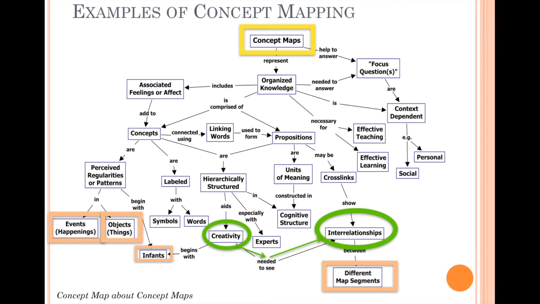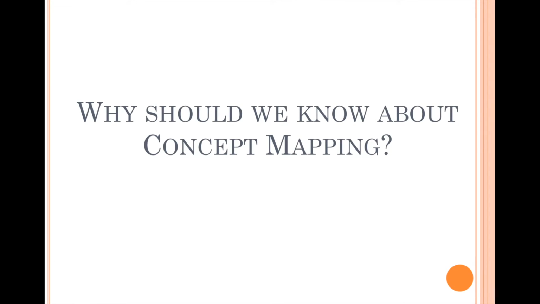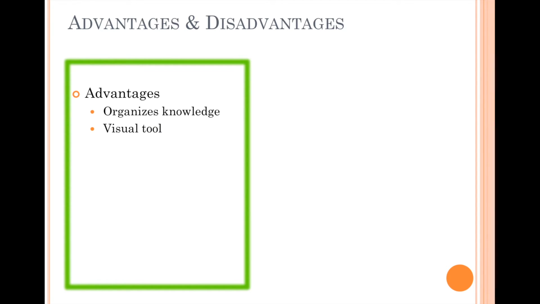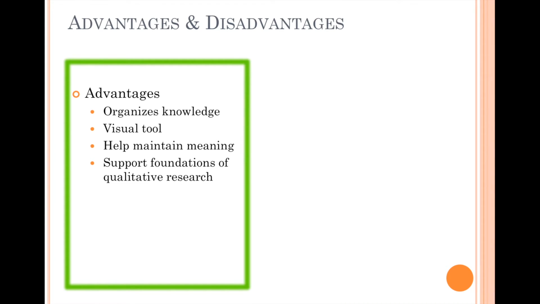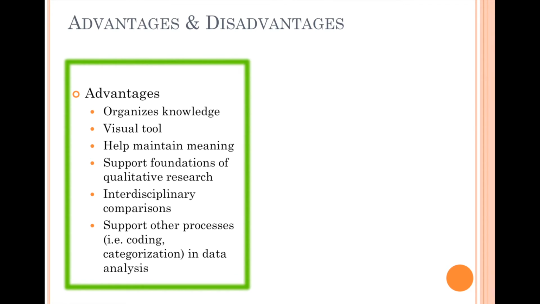We know where concept maps come from, we know how to make a concept map, but why do we need to know about all of this? Well, there are many advantages and disadvantages. The strengths of concept mapping include it's a great visual tool for meaningful learning and studying or representing knowledge. It helps researchers maintain the meaning of an interview or observation. It supports the foundations of qualitative research. It facilitates interdisciplinary comparisons through crosslinks. And it supports processes like coding and categorization in data analysis.